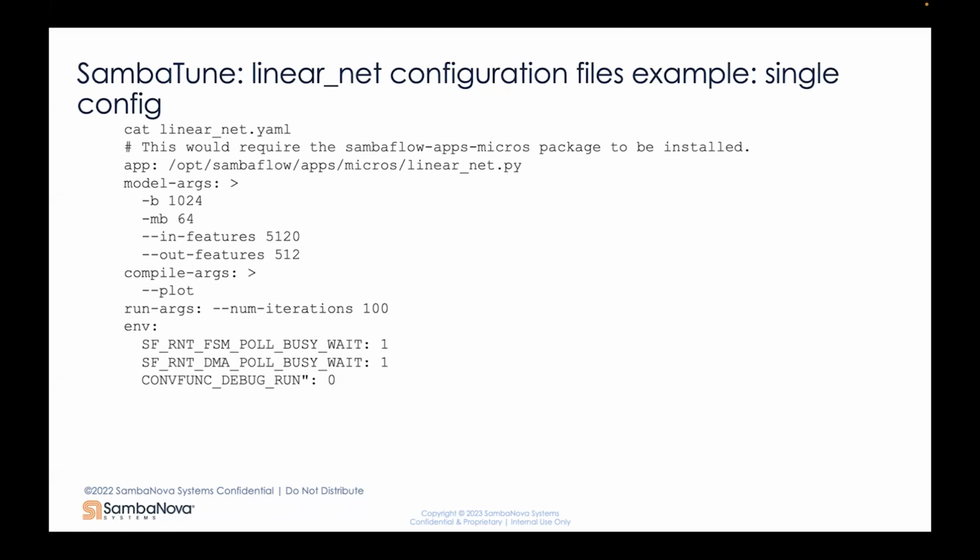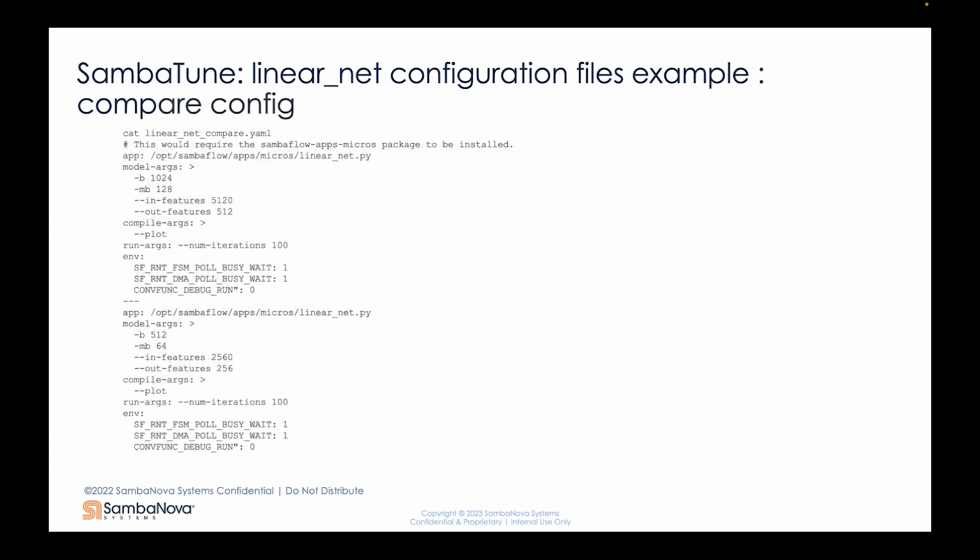This one is a little bit of an eye chart, and I do apologize for that. I'm just going to talk through it. You will get the slide. It's the only way I could fit it all in. This is an example of a compare config. It is the exact same thing, just with two separate entries, except here I'm using in features of 5120 and 512, 2560 and 256. So you can modify the batch and mini batch size and tinker around. This simulates running SambaTune twice, and then you can compare the reports together.